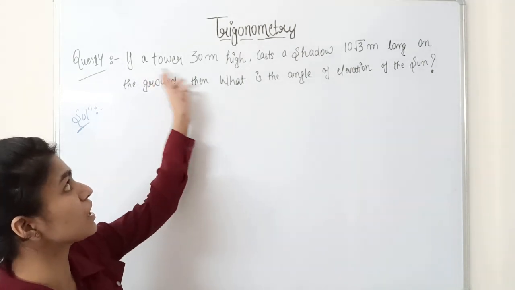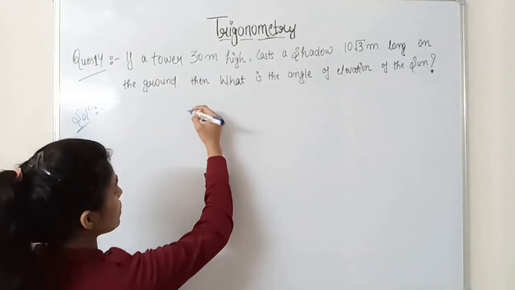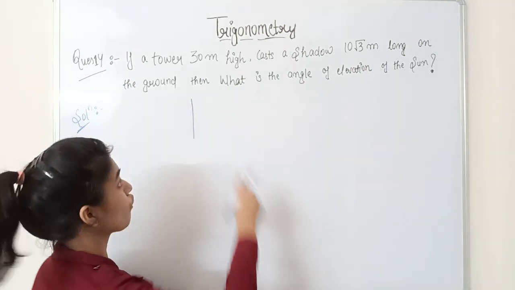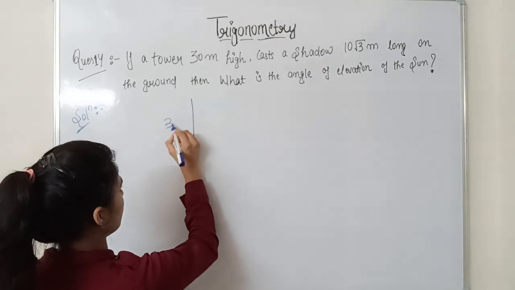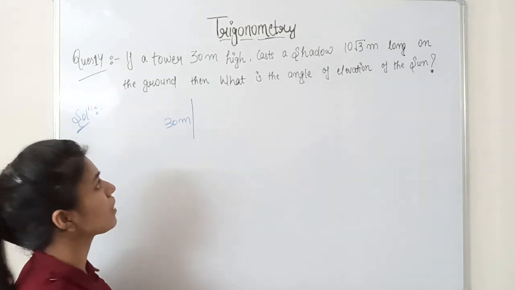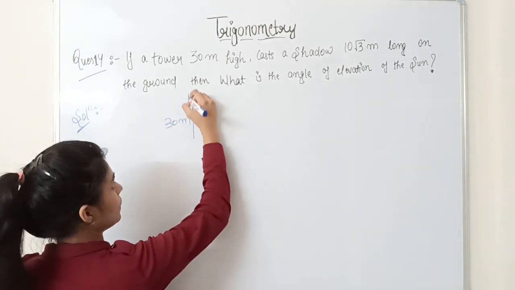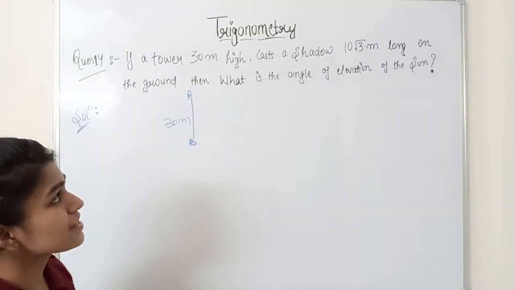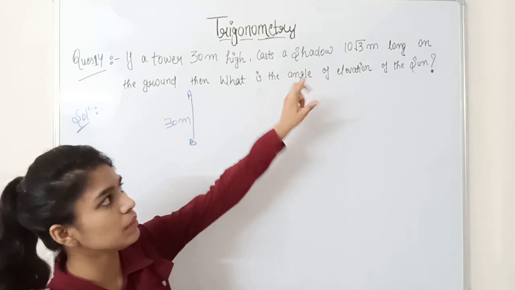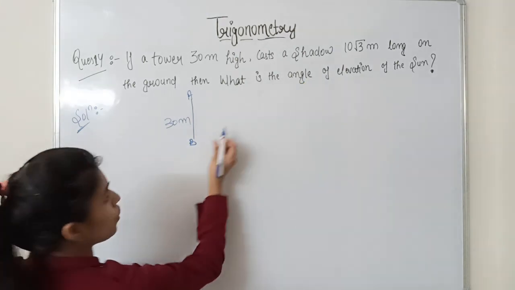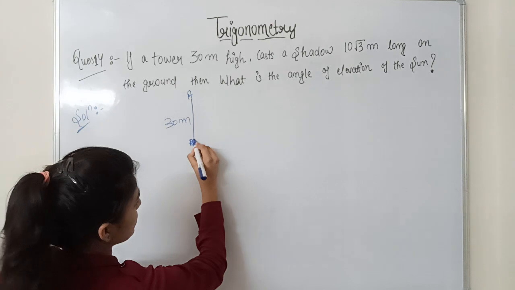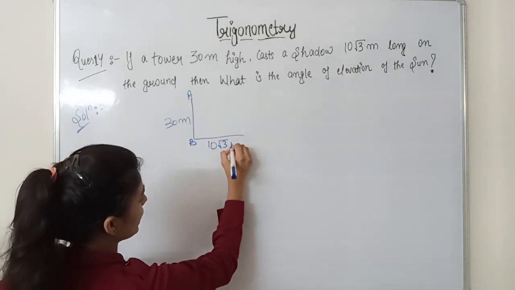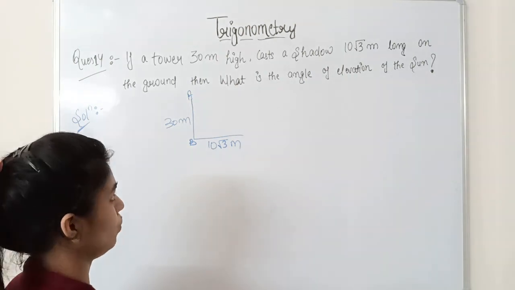Question is, if a tower 30-meter high, suppose this is a tower of height 30 meter. The height of the tower is 30 meter. Name this tower as AB. Cast a shadow 10 root 3 meter long on the ground. So this is the ground. Tower is casting a shadow of 10 root 3 meter on the ground.